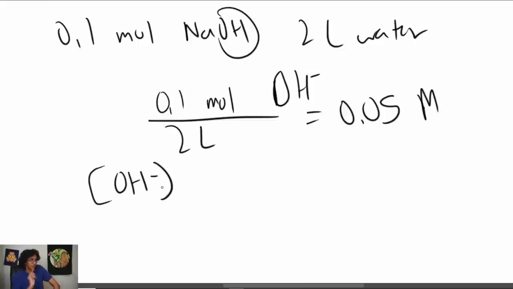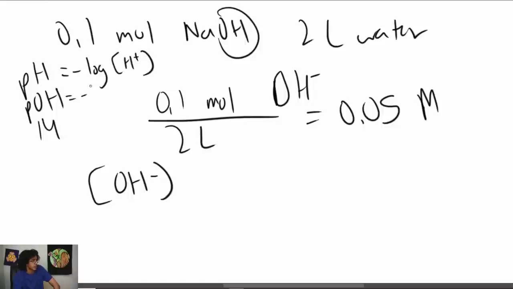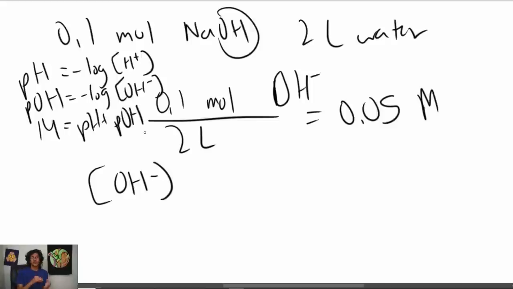And remember our three equations. We had pH, pOH, and we had our 14. This is equal to negative log of H plus, negative log of OH minus, and is equal to pH plus pOH. So which one of these equations has an OH minus in it? That is right, we got this one over here. So this is the one we're going to use.